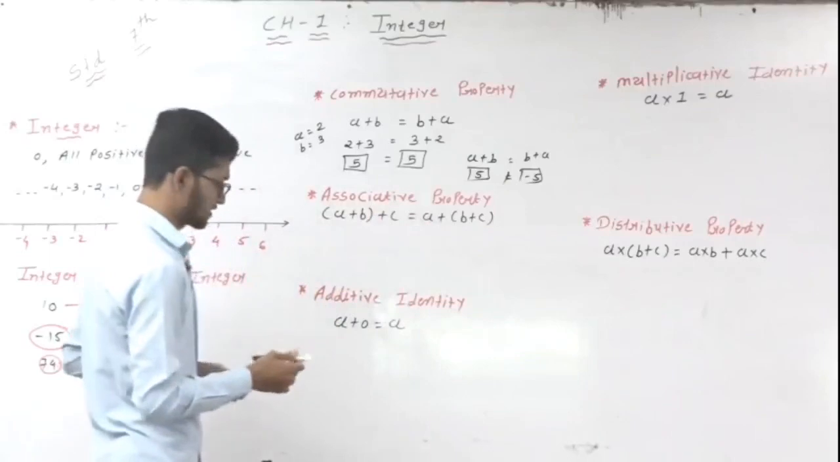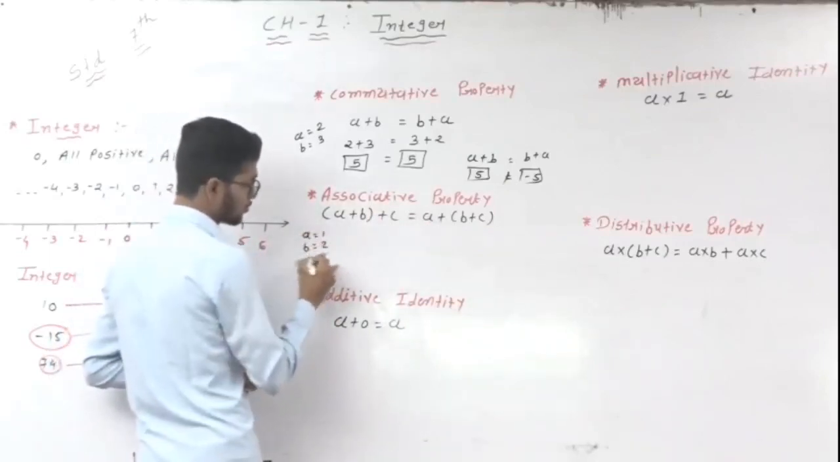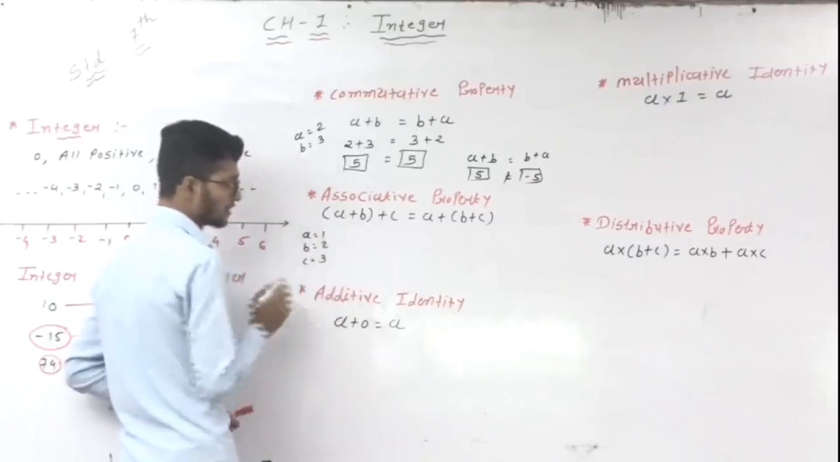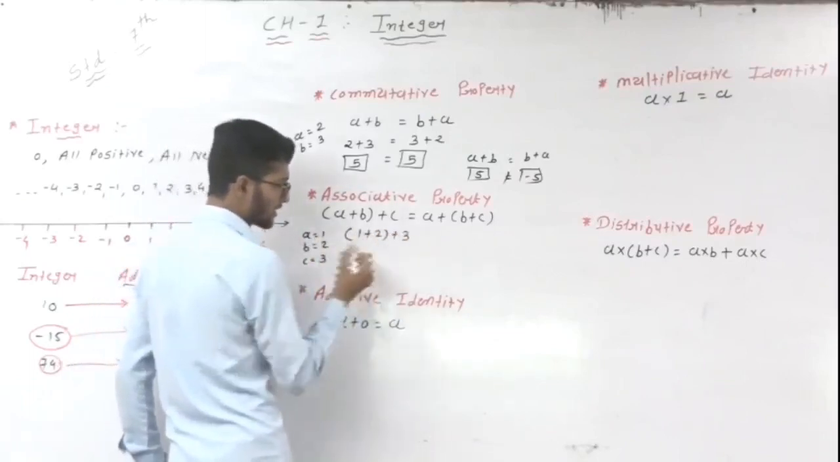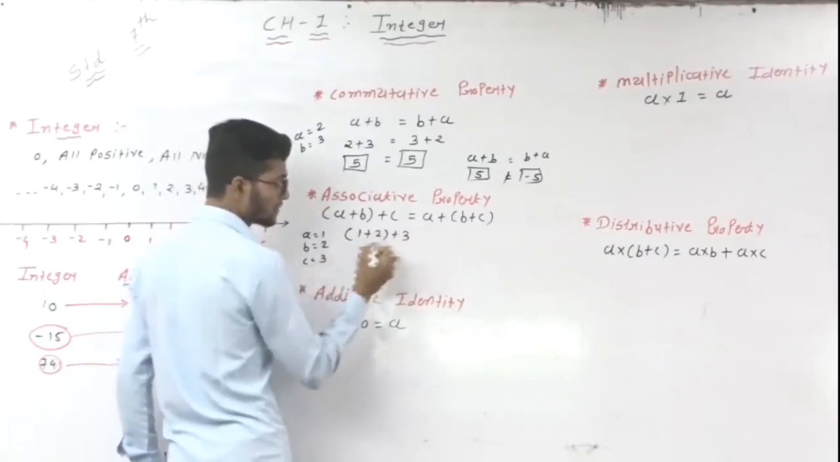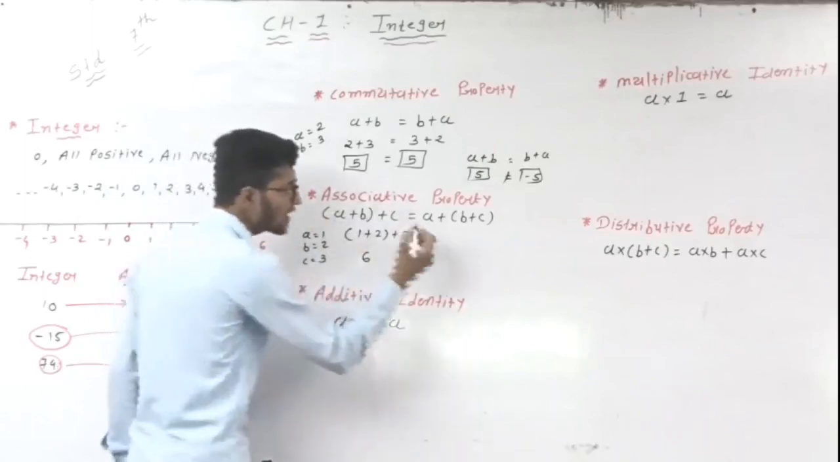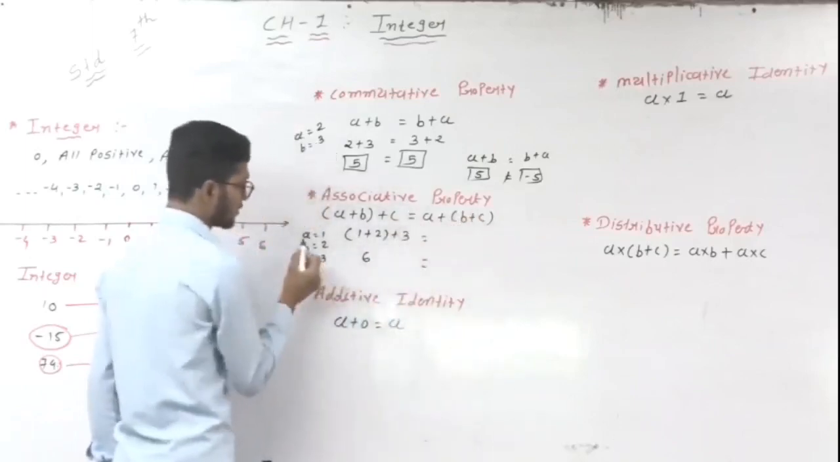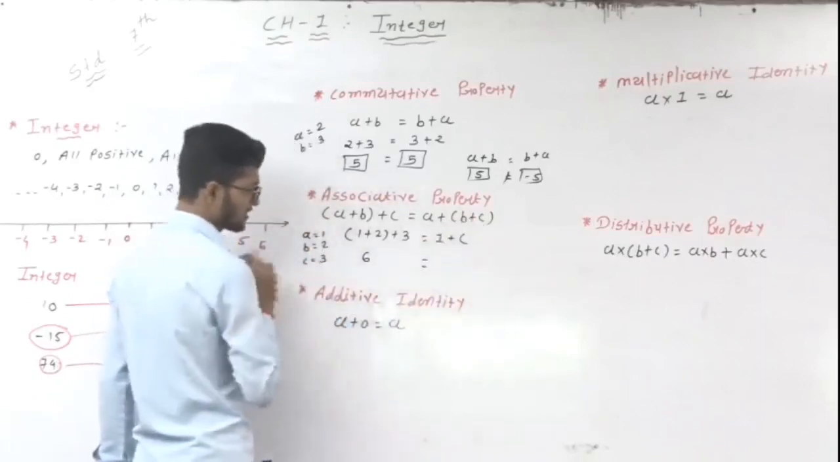One example: suppose a is equal to 1, b is equal to 2 and c is equal to 3. Now put here, so 1 plus 2 plus 3: 1 plus 2 means 3, 3 plus 3 means 6. On this side the answer is 6. Okay. Now apply to this side: a is equal to 1 plus, in bracket, b is equal to 2 and c is equal to 3.